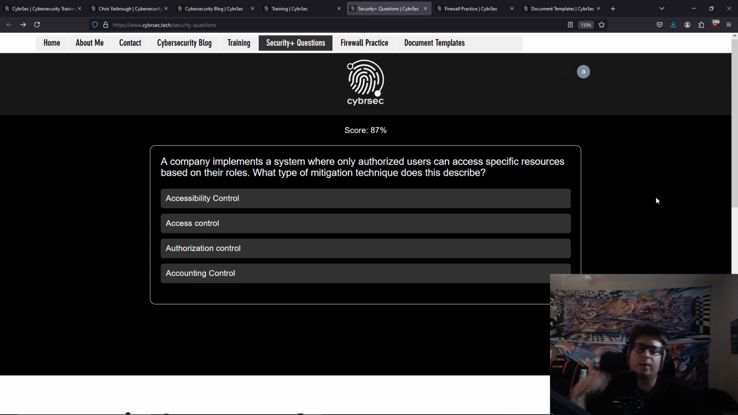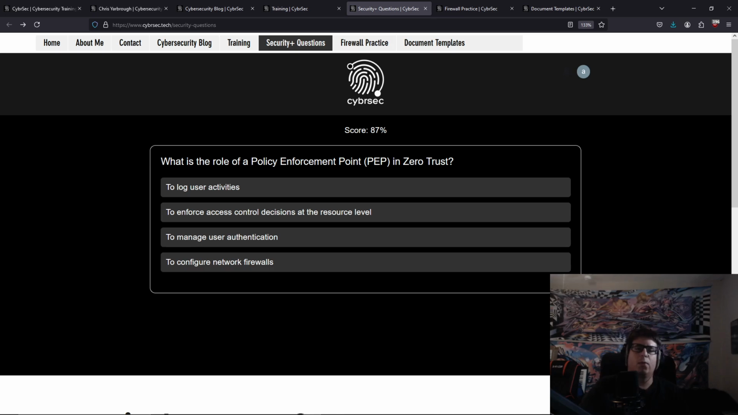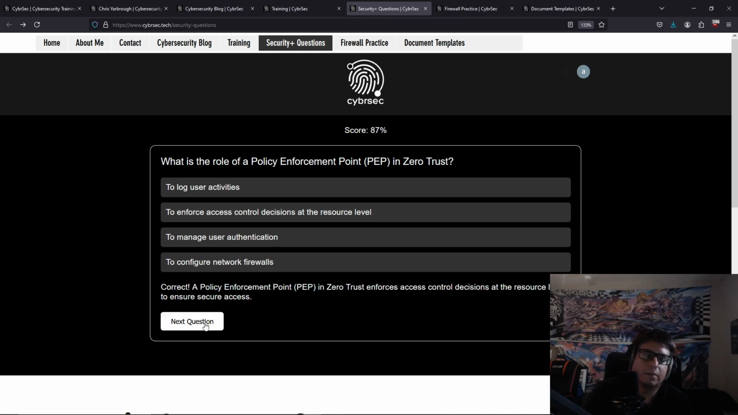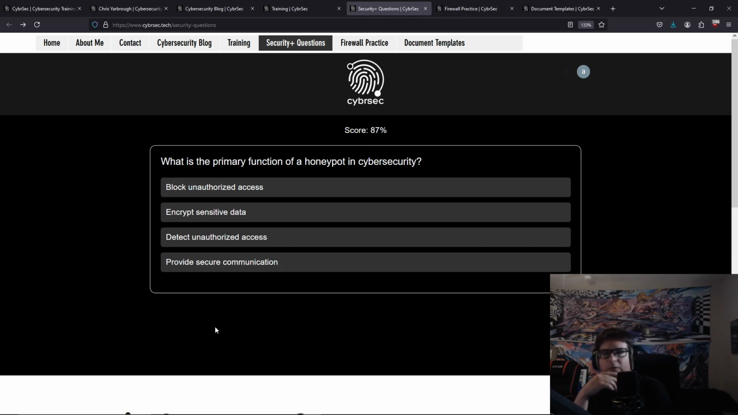A company implements a system where only authorized users can access specific resources based on their roles. What type of mitigation technique does this describe? Access control. Yes. What is the role of a policy enforcement point in zero trust? Enforce at resource level. Yep. What is the primary function of a honeypot?